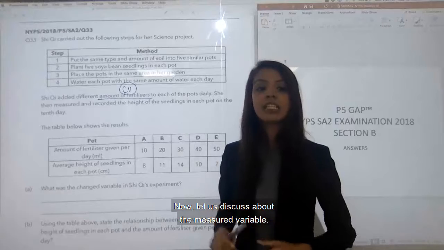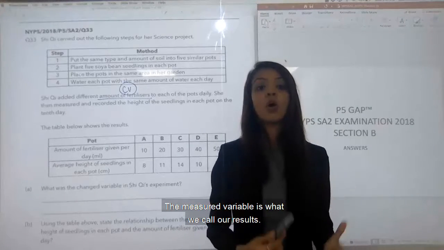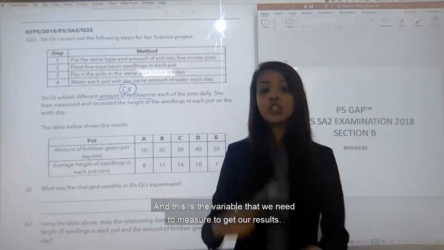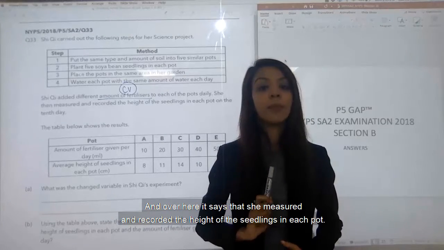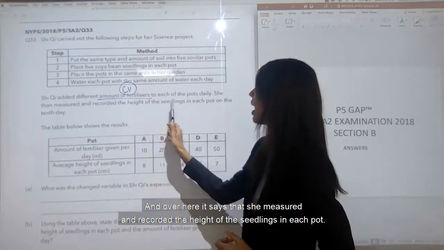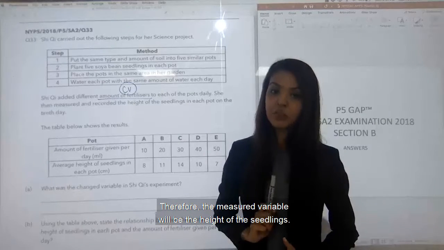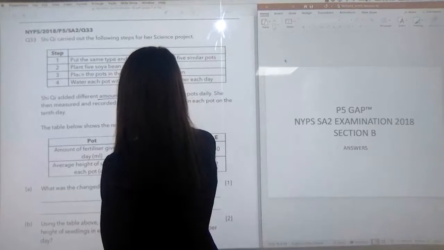Now let us discuss about the measured variable. The measured variable is what we call our results, and this is the variable that we need to measure to get our results. And over here it says that she measured and recorded the height of the seedlings in each pot. Therefore, the measured variable would be the height of the seedlings.